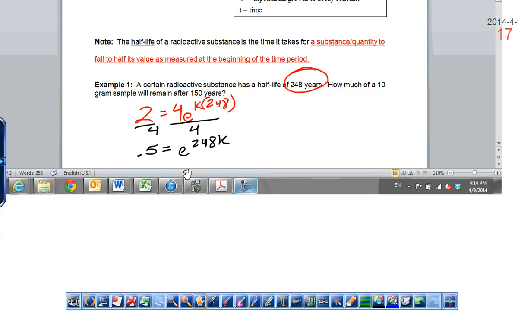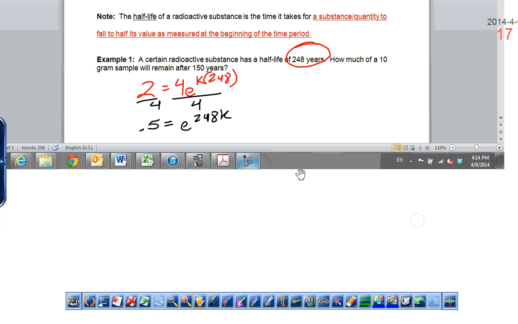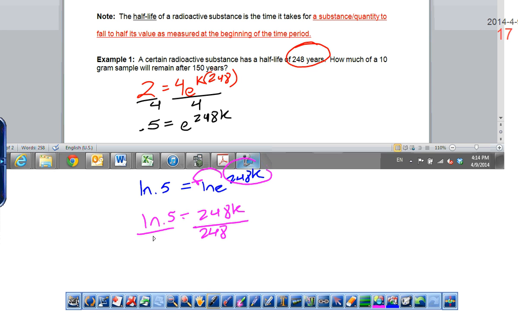The next thing I'm going to do is take the natural log of both sides. So I get natural log of 0.5 equals the natural log of e to the 248k. The reason why we're doing all of this is so that 248k can come down here. So I get natural log of 0.5 equals 248k. Remember, natural log and e cancel out, then I'm going to divide by 248.